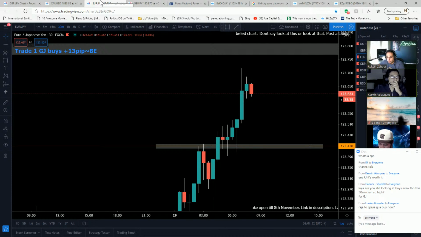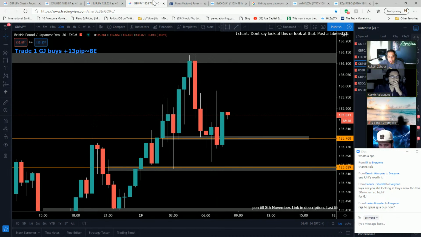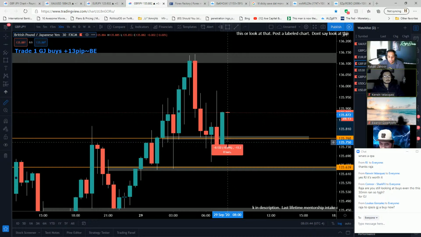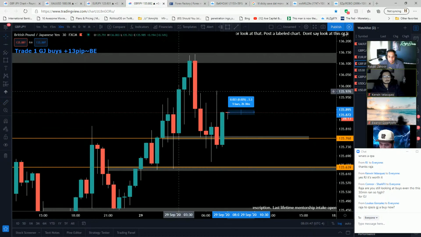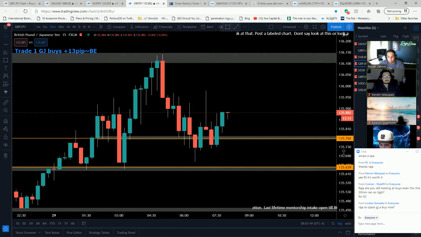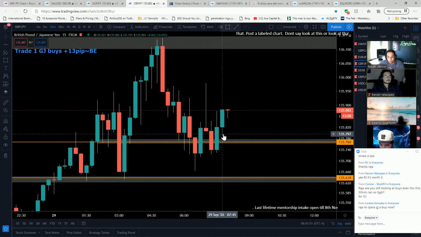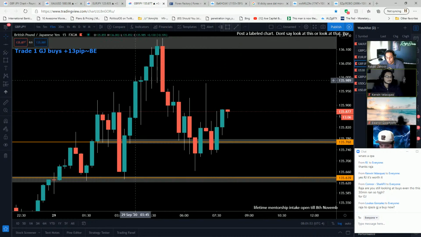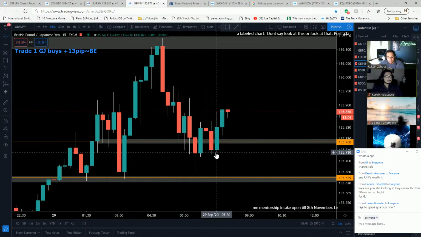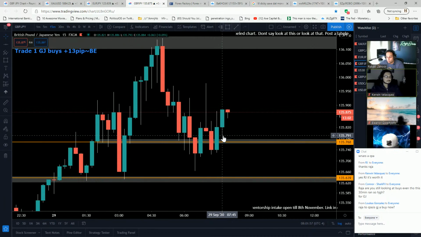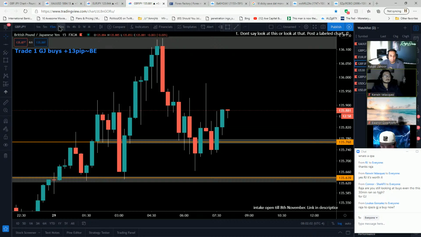Are you still looking for buys even though this 30-minute ran so high for GJ? It's still valid. The buys are still valid here. I'm not taking buys at this point because I already took my trades in the morning, but this is still a valid trade. Your stop is going to be 13, 14 pips. If you look on the 15 minute, it has made higher highs, higher lows, and your stop is below the 30-minute candle right over here. This means you now have the opportunity to manage risk if it goes into drawdown.